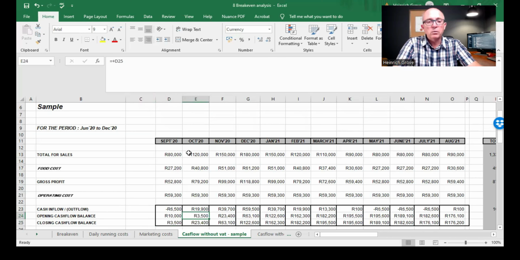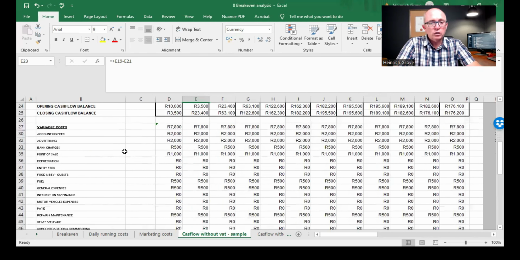Then in the next month, you see we budget or we estimate the sales to be 120,000 Rand. So therefore the food cost will be 40,800. Your GP is about 80,000 Rand. So now I can see your gross profit 59. So that month you have a positive cash flow then of about 20,000 Rand. So just the bottom part, just to explain to you, you can see here I've got something for variable cost.